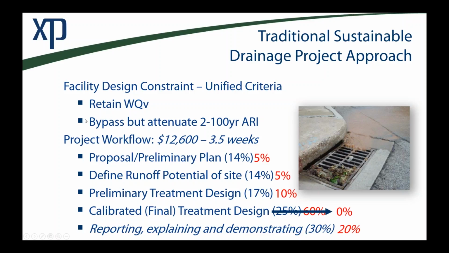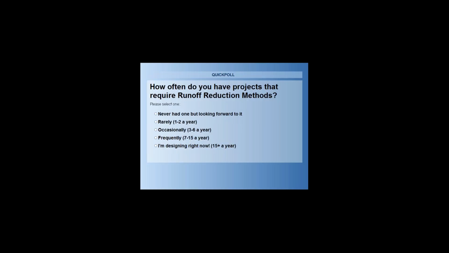Before we move on, now that we've seen what that unified criteria and that runoff reduction criteria is, I want to have a poll. The question is, how often do you have projects which use the runoff reduction sizing constraints, sizing methods? There's everything from, hey, I've never done this, to I do this every once in a while. Maybe you have 2 monitors and you're designing on the side right now. Let's take a second and you can click through there, and we can see everyone's workload on this particular design.